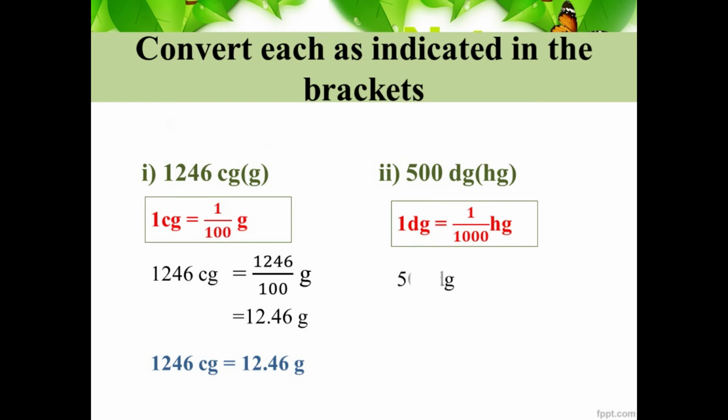Now 500 dg equal to 500 divided by 1000 Hg. On dividing by 1000, we get 0.500 Hg. As I told you above, we neglect these zeros after the decimal number, so we get the answer 0.5 Hg.